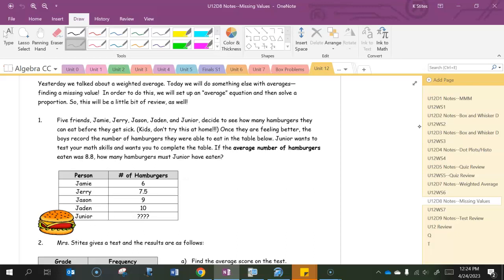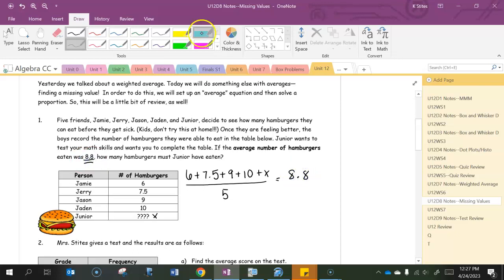Okay, so you can see this table shows how many hamburgers each person ate, but for Junior, we're not sure. We have to figure that out. So let's think about how we'd find an average. We would add up all of our numbers, and since I don't know this one, I'm going to call it X. And we divide by how many numbers there are, which there are going to be 5, and that's equal to our average, and our average was 8.8.